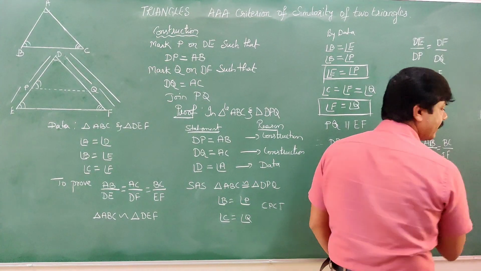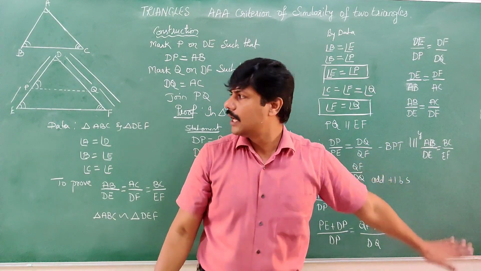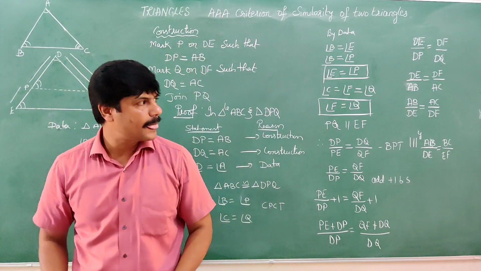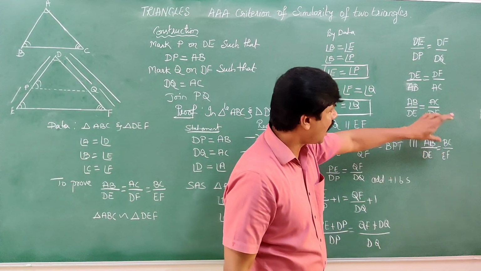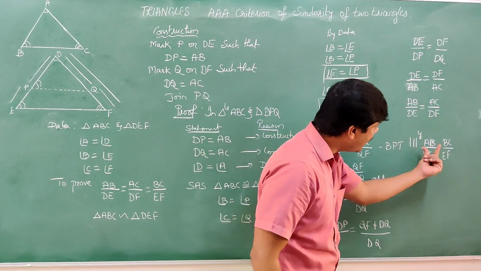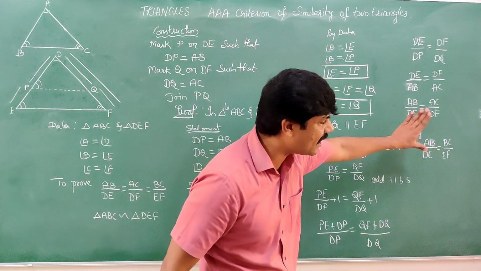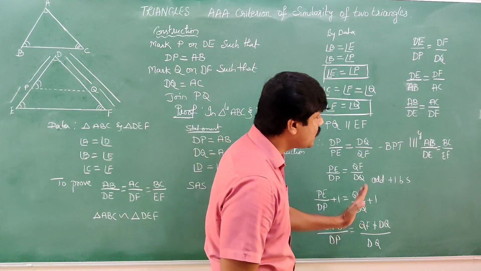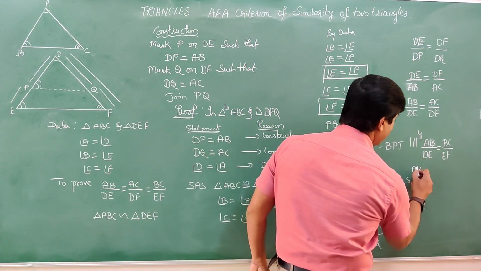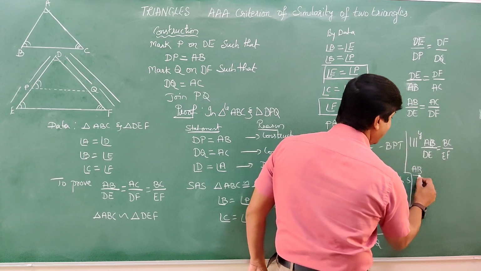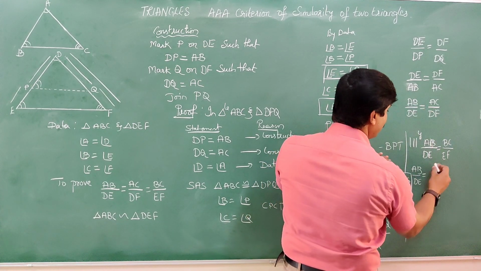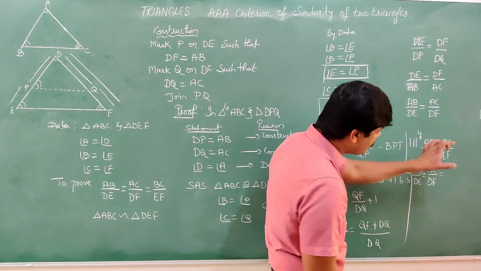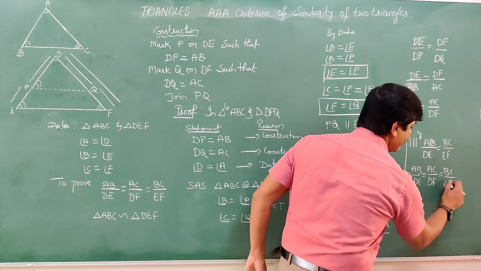BC by EF. In the same way, if you change the parallel, if you write PQ along DEF and EF, then you can prove it the same way. Just as you proved AB by DE is equal to AC by DF, AB by DE is equal to BC by EF can also be proved in a similar way. Thus you see that AB by DE is equal to AC by DF is equal to BC by EF.